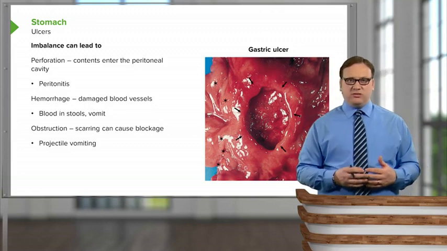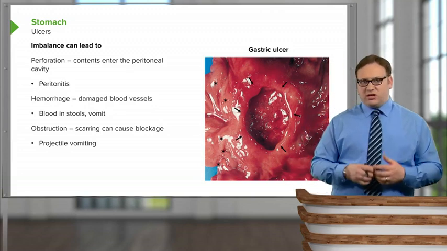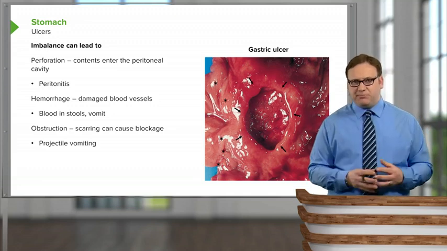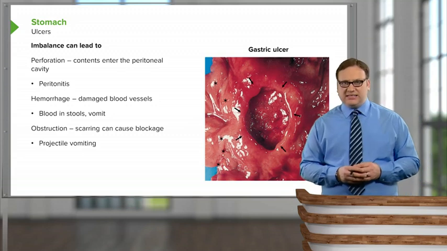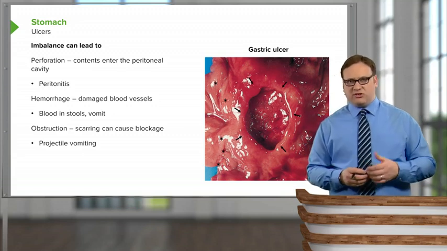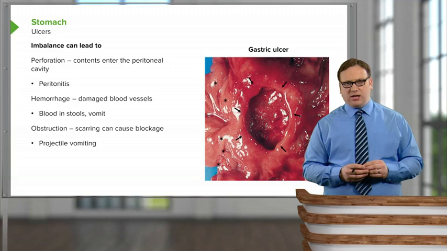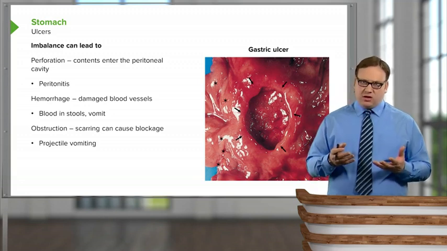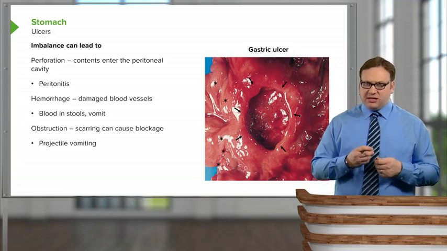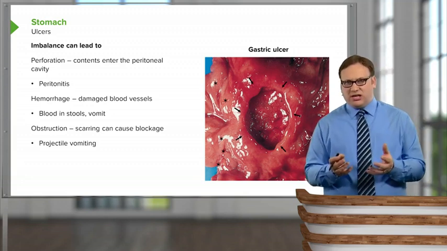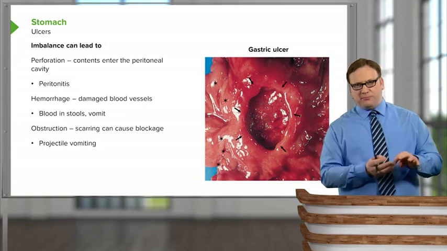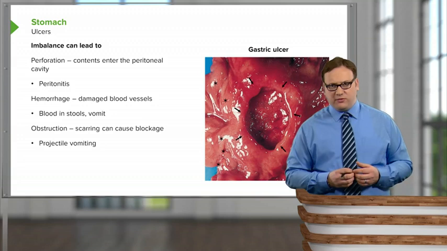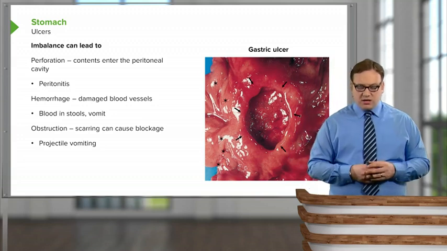Hemorrhaging, if the perforation was to damage blood vessels, could lead to blood in your stools or vomiting out blood if you were to be sick. If it bleeds into the gastrointestinal tract and is excreted, that is how we get it in our stools. Or if the ulcer repairs and you have some scarring, this can cause a blockage. And if the food can't progress down the gastrointestinal tract, then that can lead to a build-up of food within the stomach and you can have projectile vomiting.